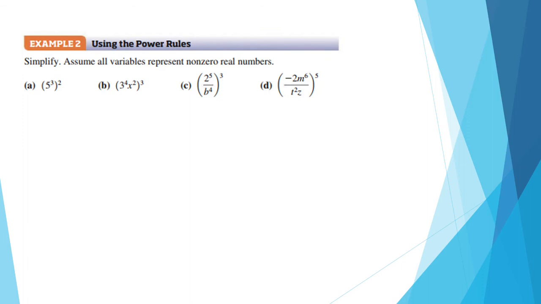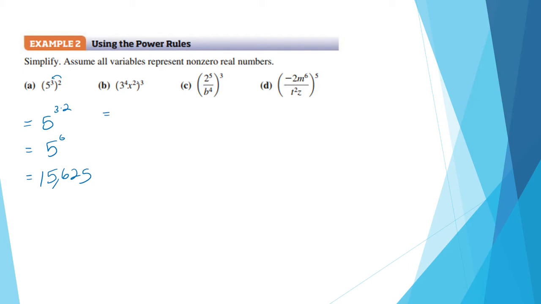Example 2, we're again going to simplify these exponents. For part A, we're going to multiply the 3 times the 2. 5 to the 3 times 2 is equivalent to 5 to the 6th power. And of course I could type this in my calculator. This gives us 15,625.